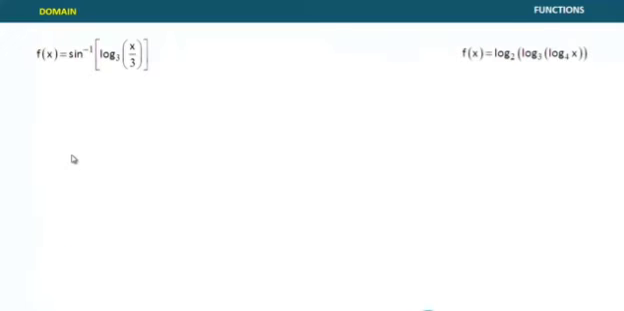Now let's take another two problems on domain. Let's start quickly. It says sine inverse of this. The outermost function is sine inverse, so the condition of sine inverse has to be applied. Before going forward, I can immediately say that whatever the expression is, it must lie between minus 1 and 1. This has to be satisfied first. How do you do this particular condition now? Can you tell me how you would solve this?